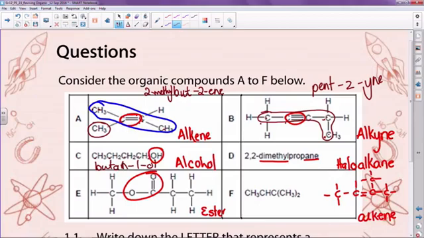Dimethylpropane, they might ask us to draw it. It might come up. So we go, well, dimethylpropane, I'm going to draw it. The top prop is 1, 2, 3. Methyl, dimethyl, 2, 2, so it would look like that. I'm not putting all the hydrogens in. This is just for me.